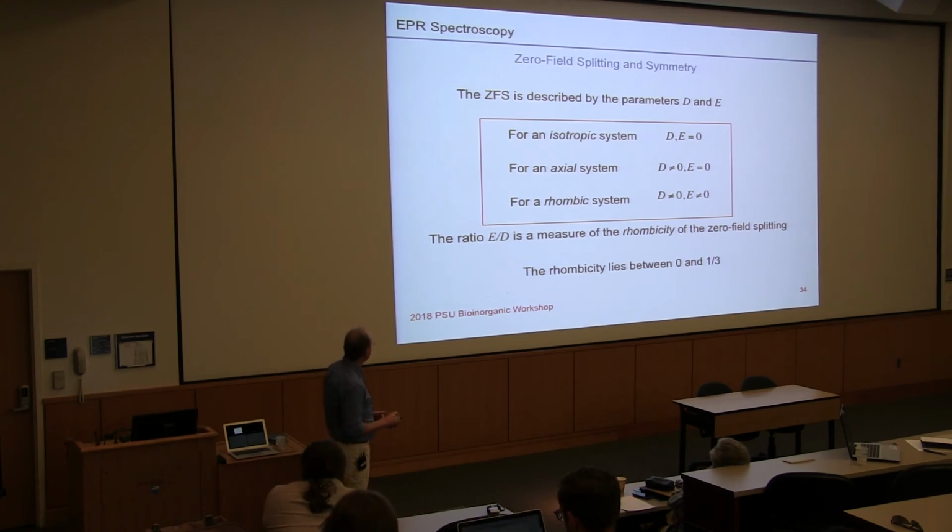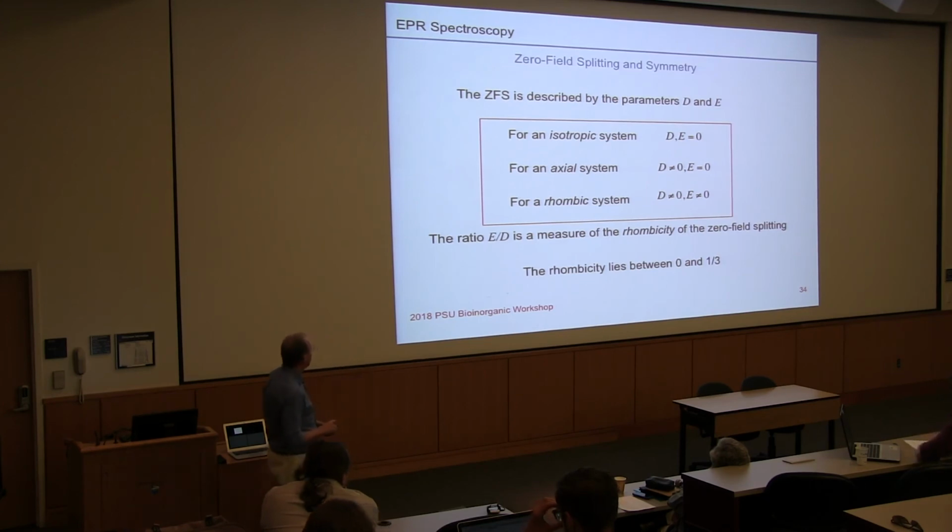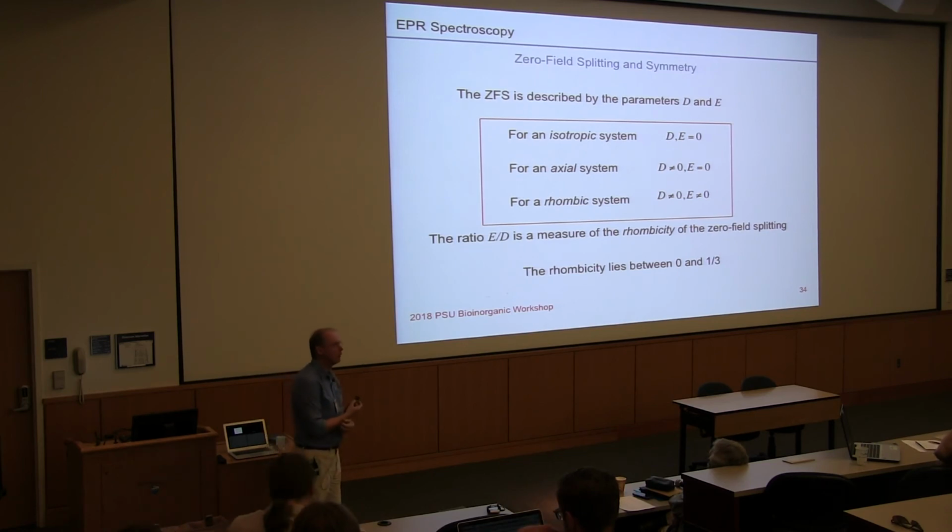And from the definition of D and E, you can show that this rhombicity parameter must lie somewhere between 0 and 1/3. So if it's 0, then I have an axial interaction, and if I'm at 1/3, then I have the maximum possible rhombicity, so the maximum possible difference between the values. Okay, so we can use this parameter to characterize the EPR spectra of this type of system.